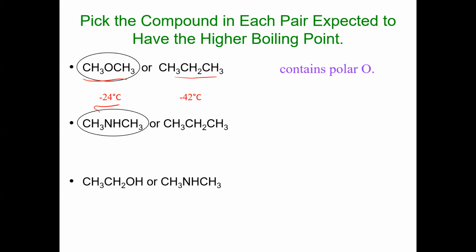In this case, why is it that methylmethanamine has a higher boiling point than propane? Well, it contains a polar nitrogen, but more importantly, it can hydrogen bond. Why do I know it can hydrogen bond? Well, I have a hydrogen there, a CH3 there, and a CH3 there, and a lone pair. And this bond right here allows me to hydrogen bond. And I see a big increase in the boiling point.